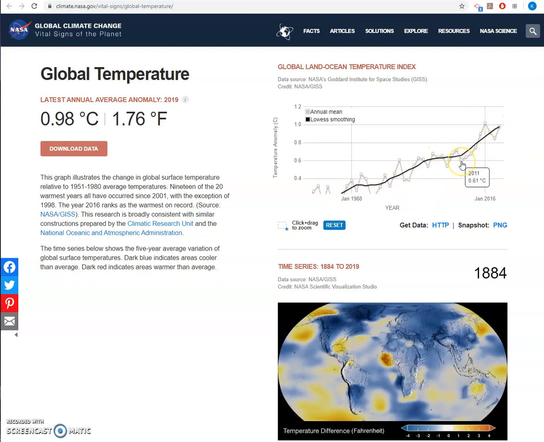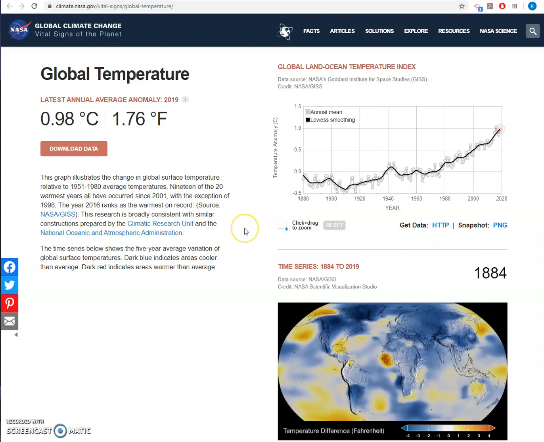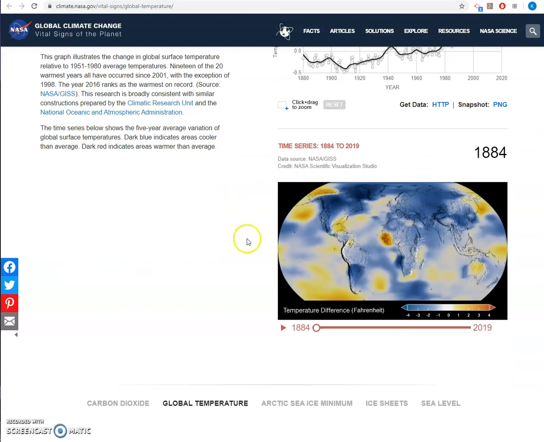So this is from 2011, but look at where we were in 2019, right? We're up to almost 1 degree total in increase. And you might be saying, oh, well, 1 degree temperature increase isn't that big of a deal, but we're going to talk about the effects of that in a little bit. So let's take a look at this.